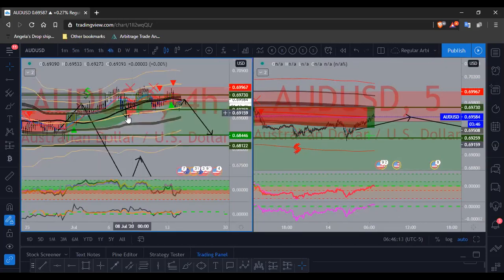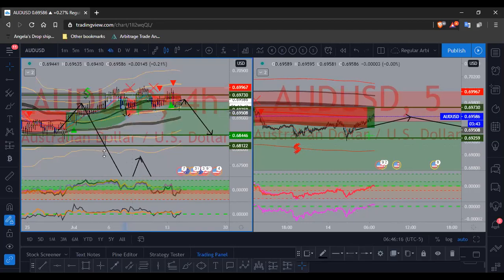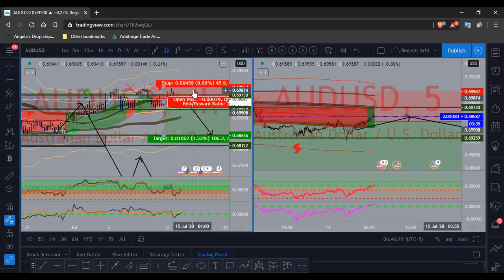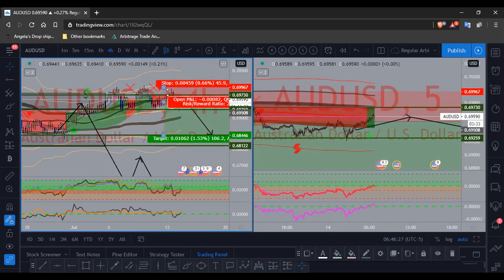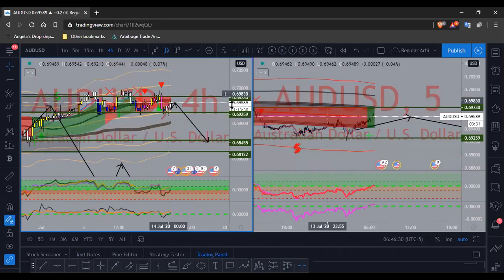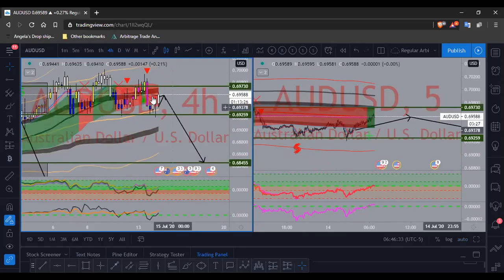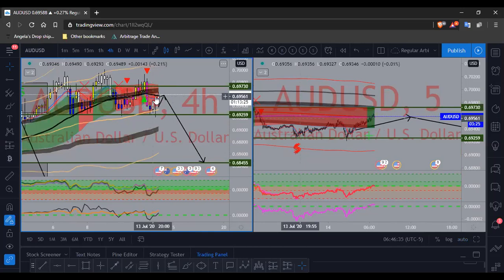Let me get rid of a lot of these drawings first. Let me get rid of that. I'm still keeping this because this is still the same exact setup that I wanted. Let me get rid of this as well. All right, so we had price come up to the RSI line on the 4-hour time frame, like I had mentioned yesterday on the charts that I sent out.